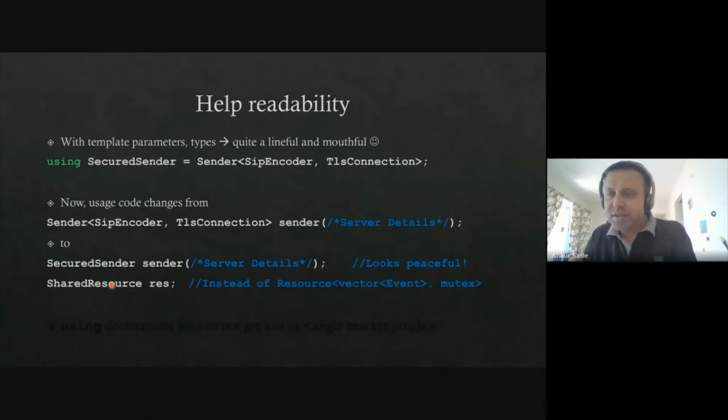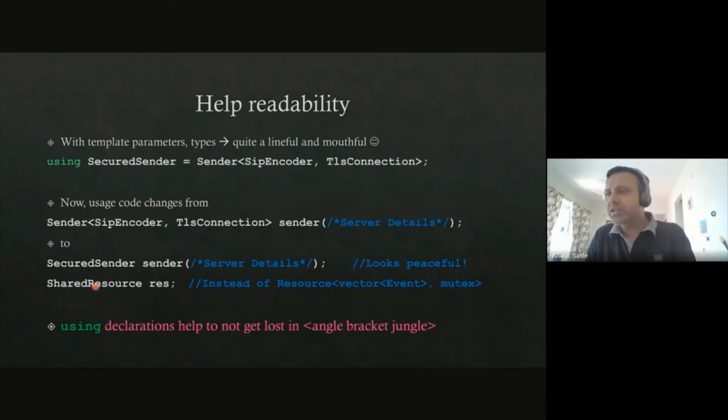Shared resource. Say you have a resource, but you have a shared resource. And how would you have it? Let's say your resource is just a vector of events, and you want to guard it with some mutex and have some sharing. You might have a resource class which has a vector of events and a mutex. Instead of saying that long string, you can just use a SharedResource and use it accordingly. So just help yourself with using declarations and don't get lost in the jungle of angle brackets.